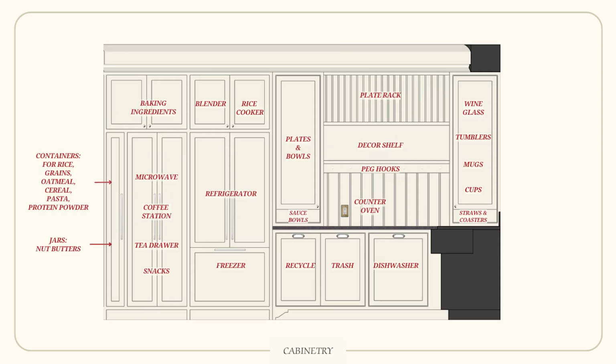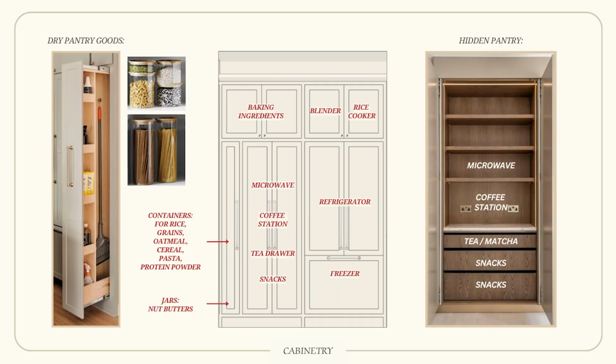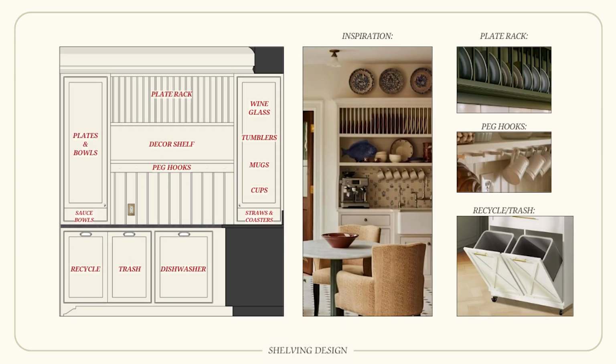And here we see this elevation that shows the refrigerator and also a little pantry for the coffee station, the microwave, and all the snacks. And also a skinny pull-out that's gonna have all the little jars for pasta, rice, cereal, grains, things like that. And finally, a close-up of this elevation, which has cabinetry for plates and bowls, and then off to the other side is all the drinkware. And in the center is more for display, like the peg hooks for mugs, decor shelf, and the plate rack up top. In the bottom cabinetry, we have a panel-ready dishwasher, and then a recycle and trash bin.